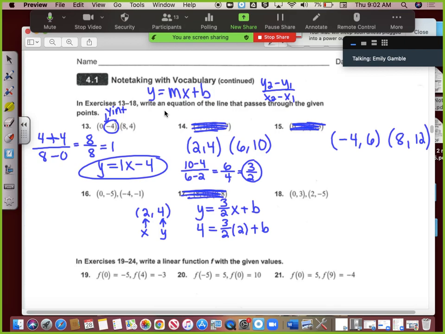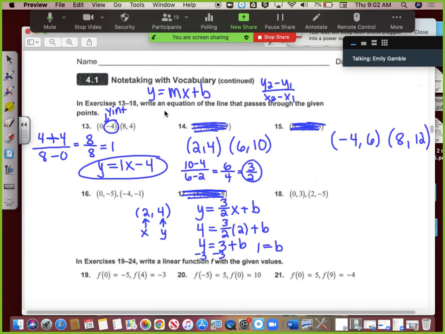So to solve for b, I would first do 3 over 2 times 2. Well, 3/2 times 2 just equals 3. So I get 4 equals 3 plus b. If I'm trying to solve for b, that means I'm trying to solve for the y-intercept. To do that in this case, I would subtract by 3, and 4 minus 3 is 1. So I get that b is equal to 1.